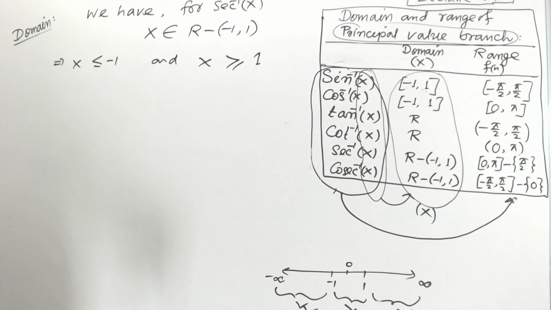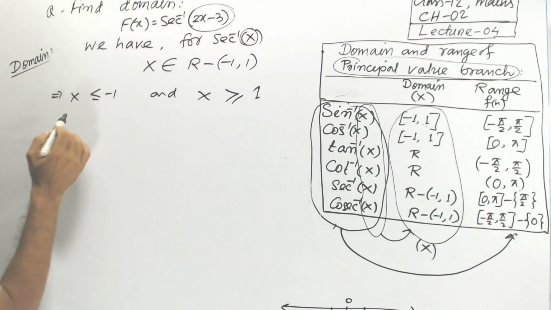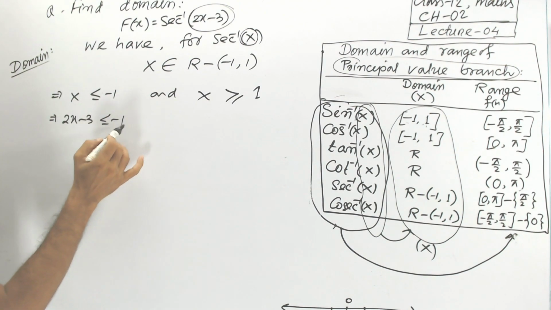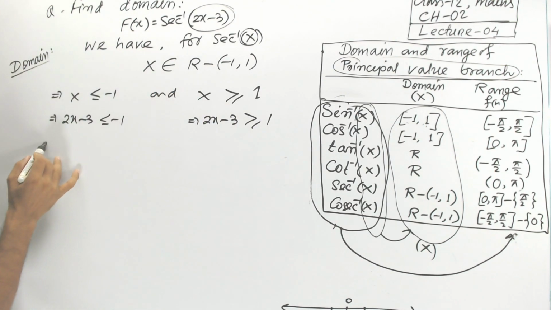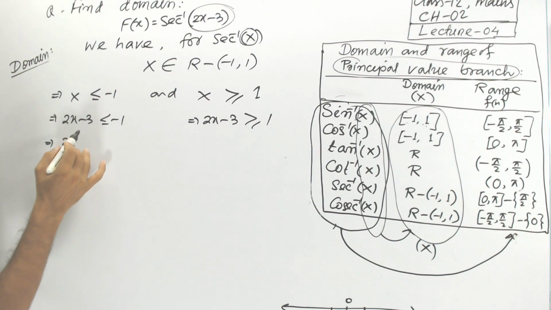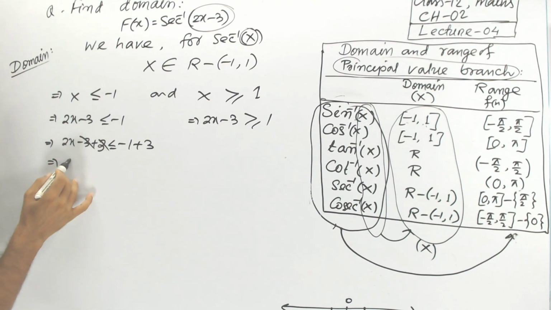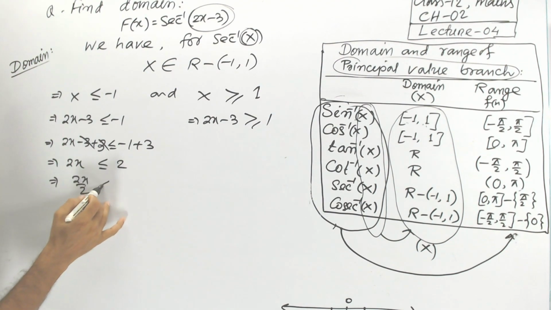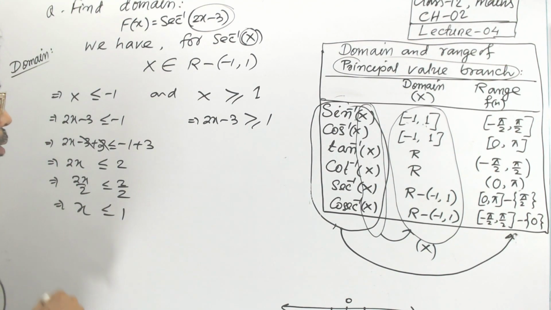Now I'll solve. In place of x, what do we have? In place of x, we have the function 2x minus 3. So 2x minus 3 less than equal to minus 1, and here same again, greater than equal to plus 1. We have to solve now. 2x minus 3. First I have to remove this minus 3. So I have to add plus 3 on both sides. So minus 3 and plus 3 getting cancelled, getting 2x less than equal to 2. Then we have to divide by 2 again. 2x by 2, 2 by 2. So you are getting x less than equal to 1. One part you got. First part, x less than equal to 1.